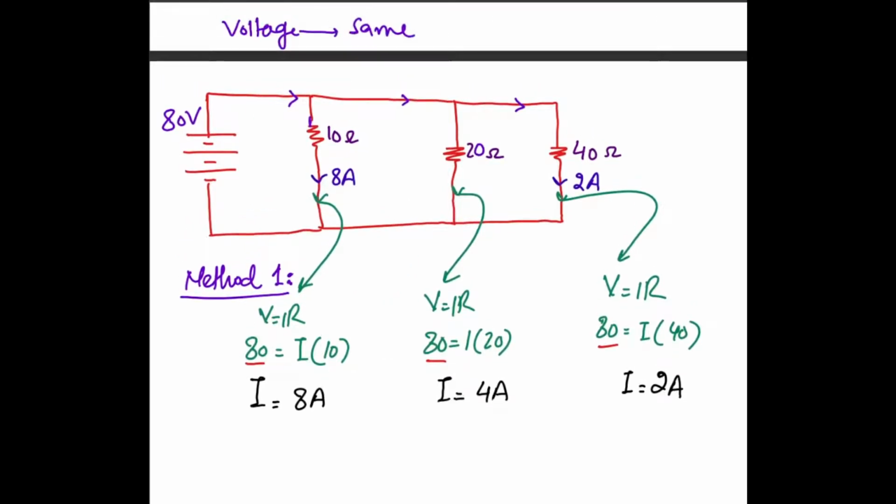Now, I have found the individual current of each branch. The examiner can ask you the current of these branches independently, depending on the type of question, or he can ask you the total current coming from the battery. Now, what I can do simply, I know that if this branch has 8 electrons, this one has, let's say, 4 electrons, and this one has 2 electrons.